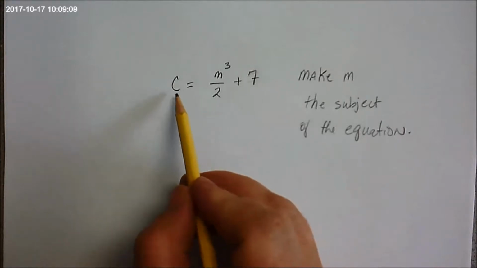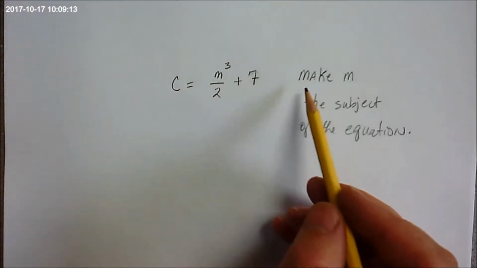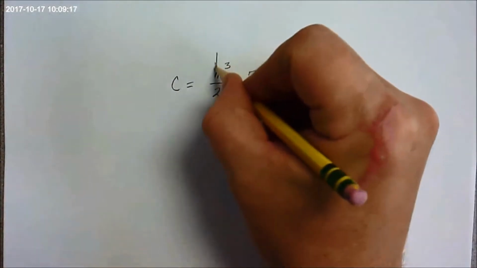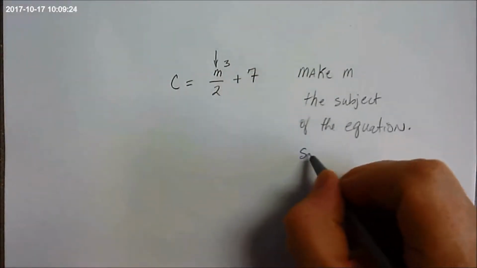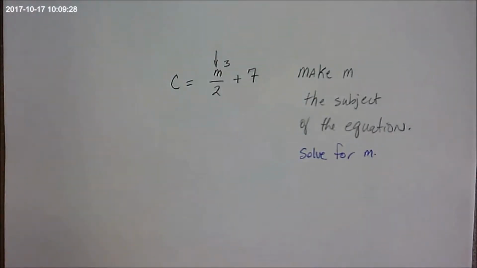Right now, this is the subject. It says C is equal to this. C is the subject. It says make M the subject. In the United States, instead of these instructions, what we would say is solve for M. Yeah? So my first question for you is, how do you know when you're done?